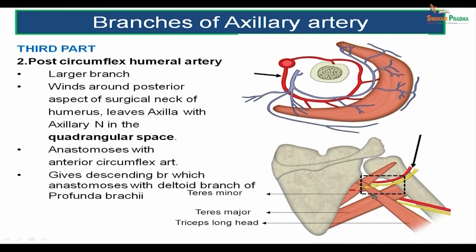Together they form this space called as the quadrangular space, and passing out from the quadrangular space we can see the branch of the axillary artery called as the posterior circumflex humeral artery, and along with it a nerve coming out called the axillary nerve.